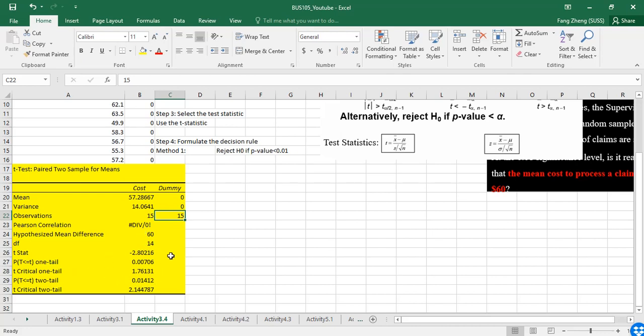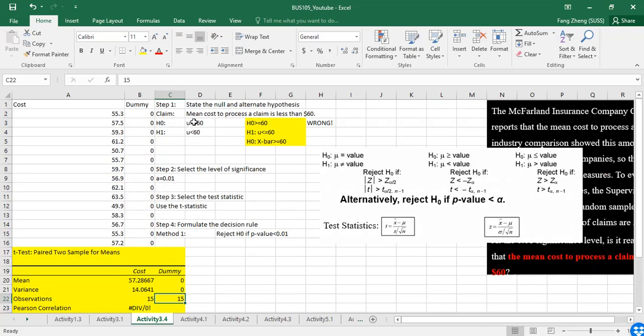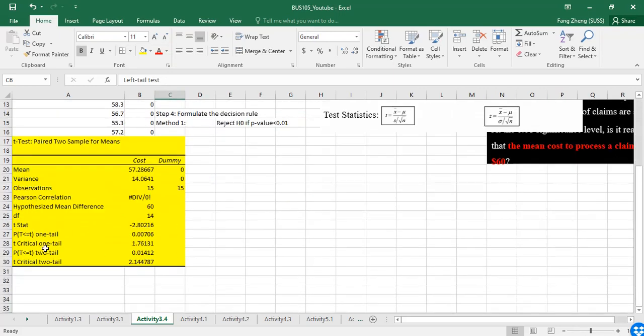Alright, so what we should look for here is the p-value. Because in this question, we look at the first hypothesis. We look at the first step. This is our hypothesis. So you should know from the first step that this is a left tail test. Therefore we should look for the one-tail p-value rather than this two-tail p-value. So this is the value we should look at, 0.007.